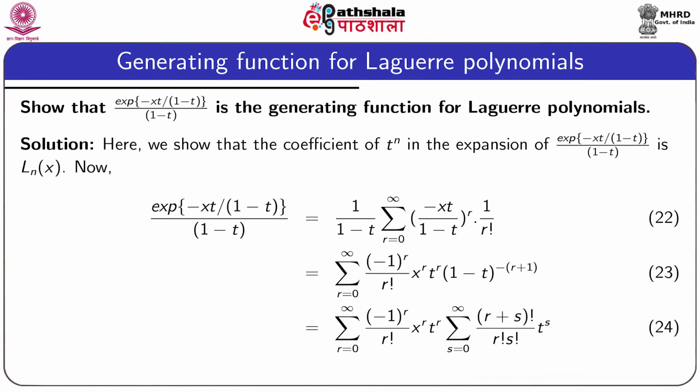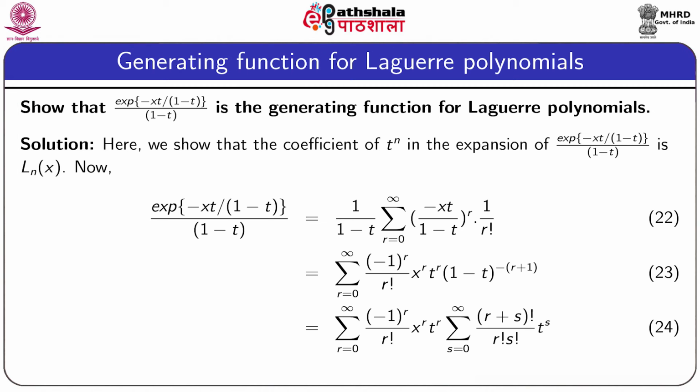We will now look into the generating function for Laguerre's polynomial. We have to show that e to the power minus xt divided by 1 minus t, whole divided by 1 minus t, is the generating function for Laguerre's polynomial.